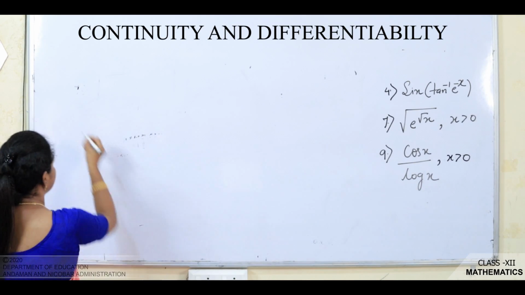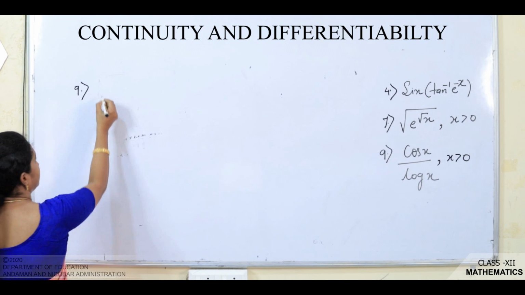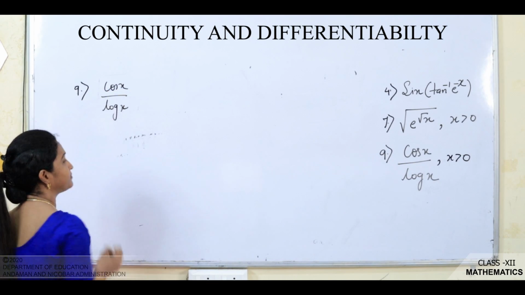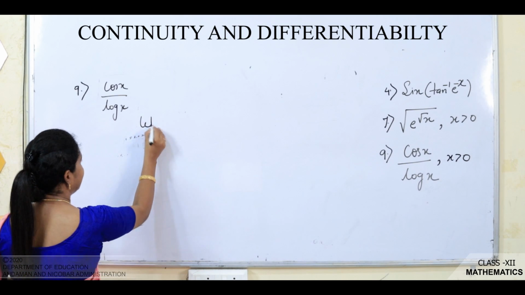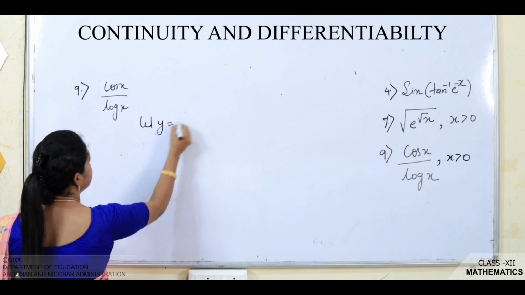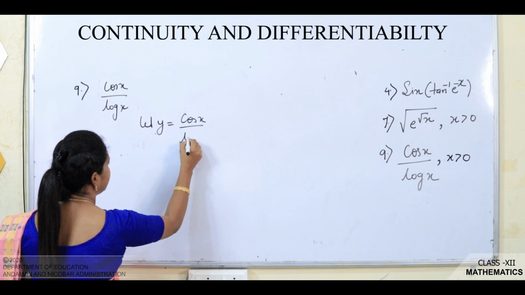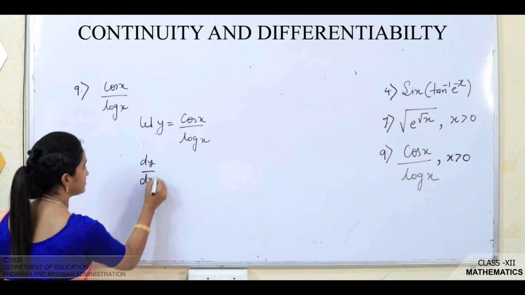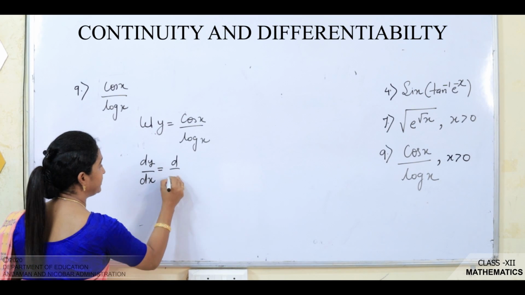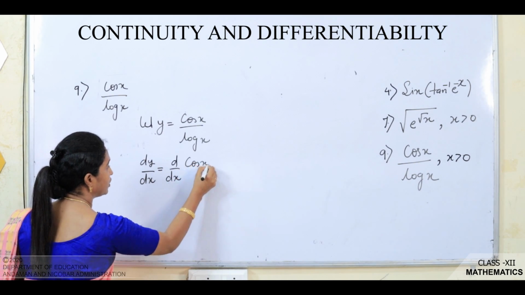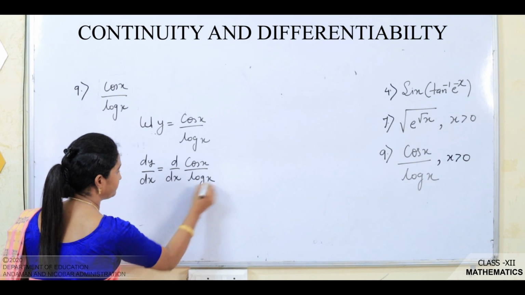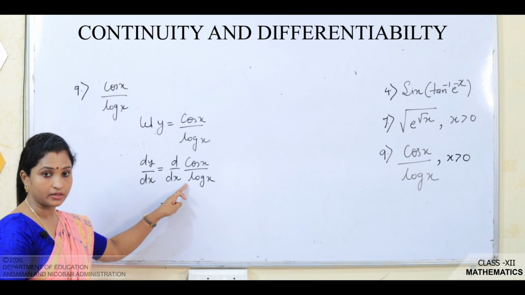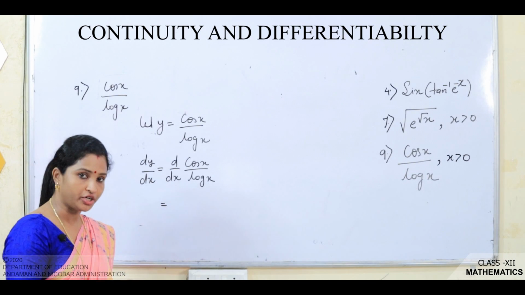Now when you see the 9th question, cos x by log x. Again you will take what? Let y is equal to cos x by log x. Differentiating with respect to x, dy by dx is equal to d by dx of cos x by log x. Now here you have to see this is in the form of u by v. That means you have to apply quotient rule, correct?